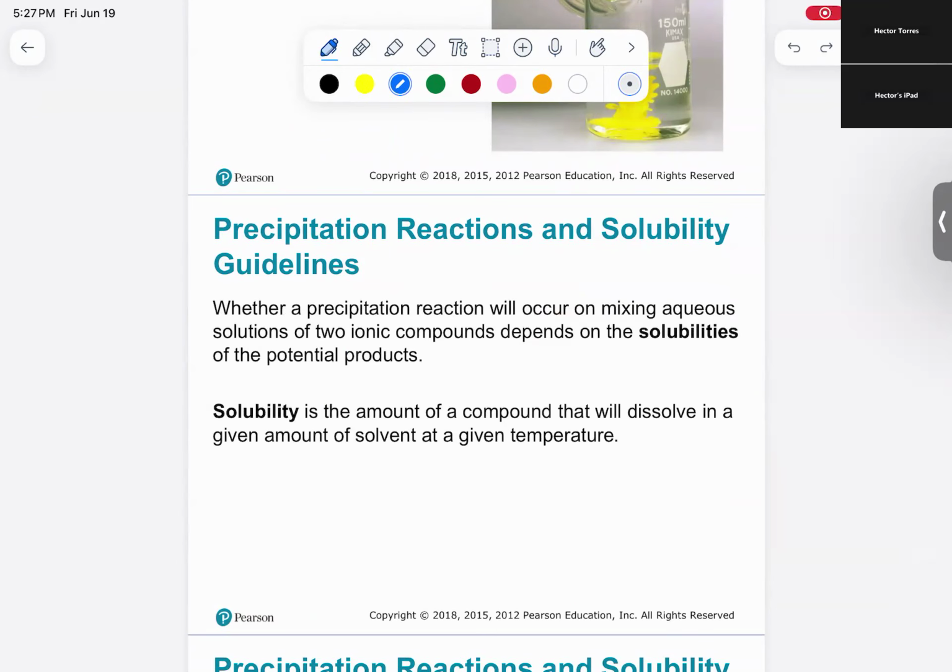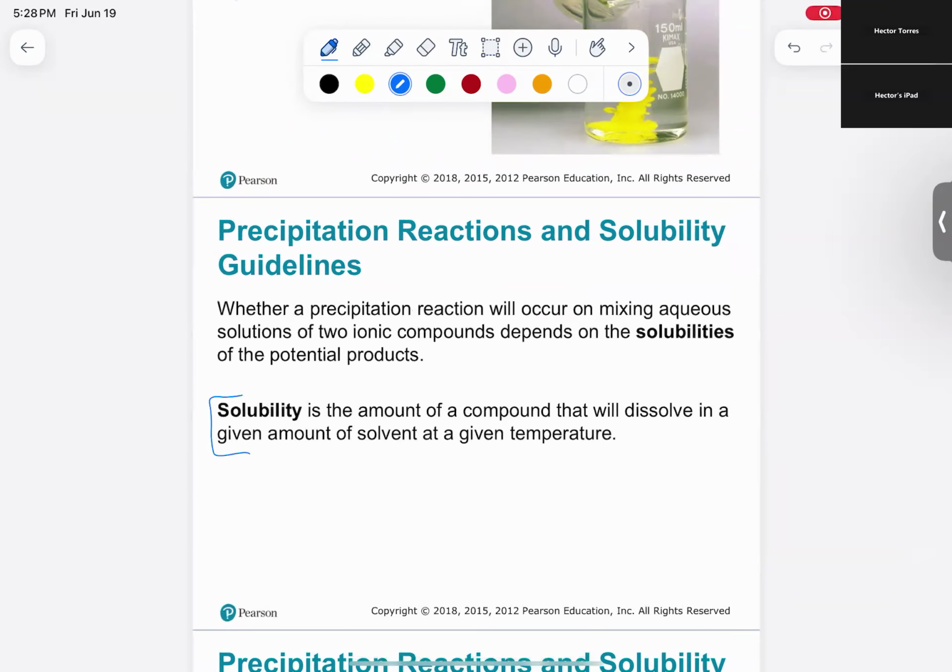On this one, the main thing that we're really worried about is solubility, because solubility tells us the amount of compound that will dissolve in a given amount of solvent at a given temperature. So solubility is the most important part to be able to tell if something is going to be a liquid or if it's going to become a solid.